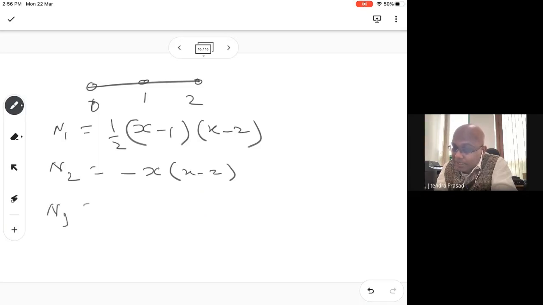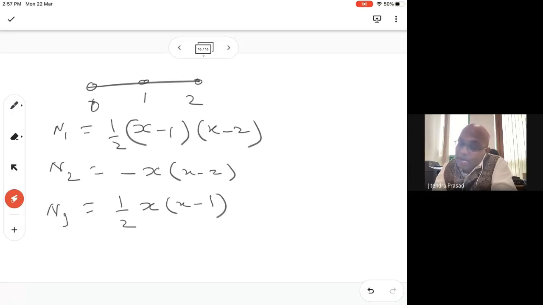Similarly N3 will be equal to something like this, so it will be x and x minus 2 will be there, so x minus 1 will be there. This is the 0, right? Like this. Okay, now put 2. See, here you have 2, here 2 minus 1, so half. So you get half. So instead of using xi as earlier, you can directly use N as a function of x, and that too you can do.